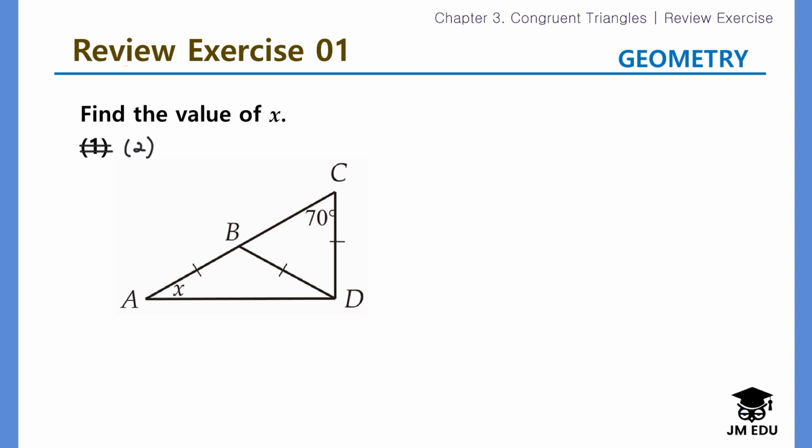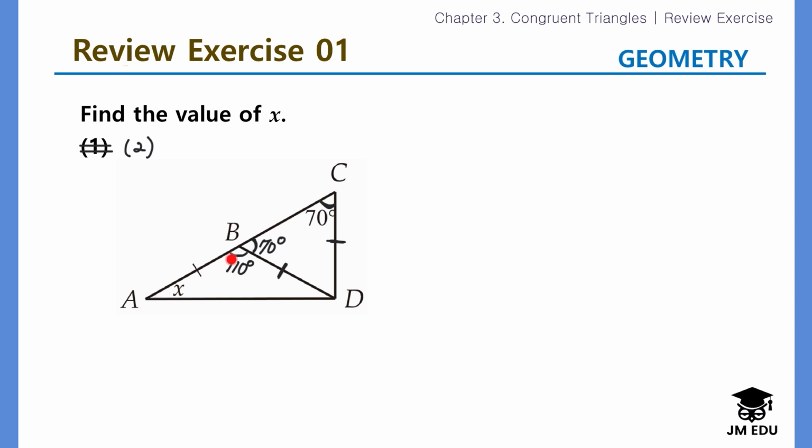Number 2, we have two isosceles triangles, ABD and BCD. So this side right here and this side, they are equal to each other. They're congruent. Then these two base angles, angle C and angle DBC, they are congruent. Base angles. So this must be 70. If this is 70, we know that this one is equal to 110, because the sum of these two angles has to be 180.